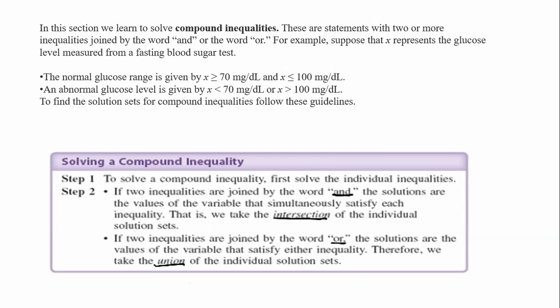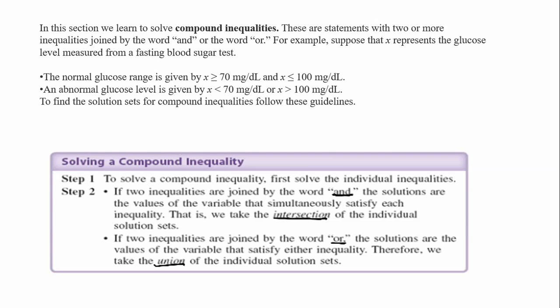For example, suppose that x represents the glucose level measured from a fasting blood sugar test. The normal glucose range is given by x greater than or equal to 70 milligrams per deciliter and x less than or equal to 100 milligrams per deciliter. An abnormal glucose level is given by x less than 70 milligrams or x greater than 100 milligrams.